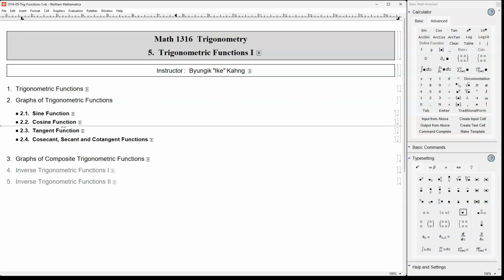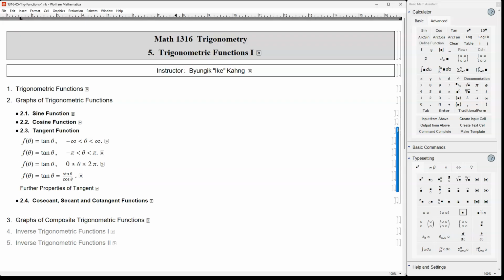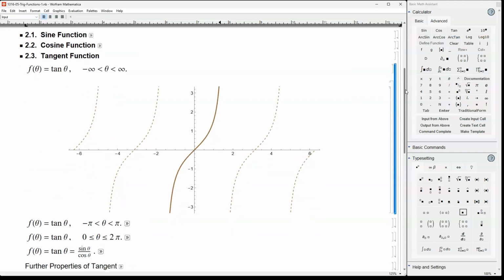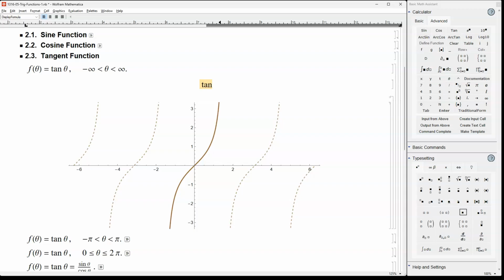We went through sine function and cosine function, and they're more important. Now let us discuss tangent function and then the other trigonometric functions. The graph of tangent function has a lot of vertical asymptotes like this. The reason, well, we can go back to the definition of the tangent function, but it's going to be easier to consider this relation.